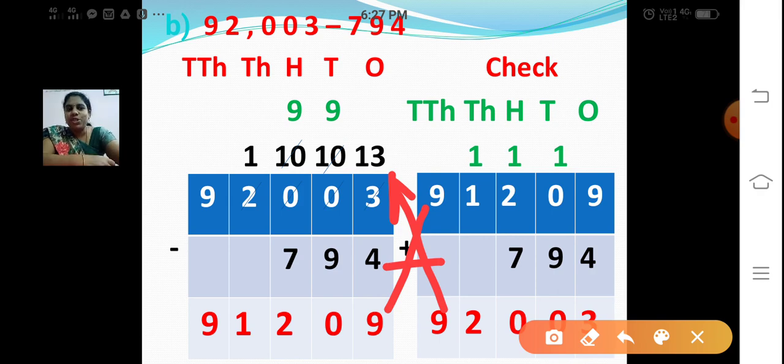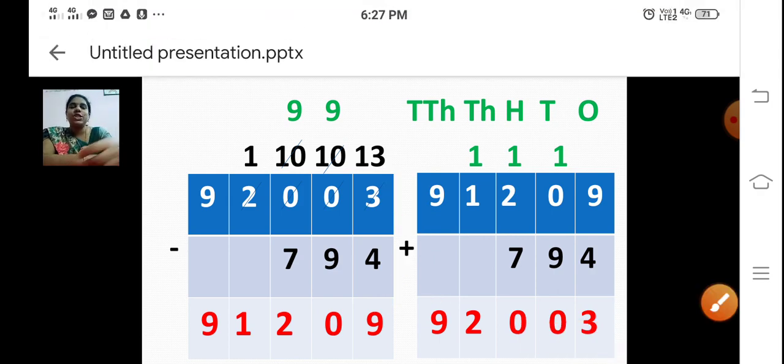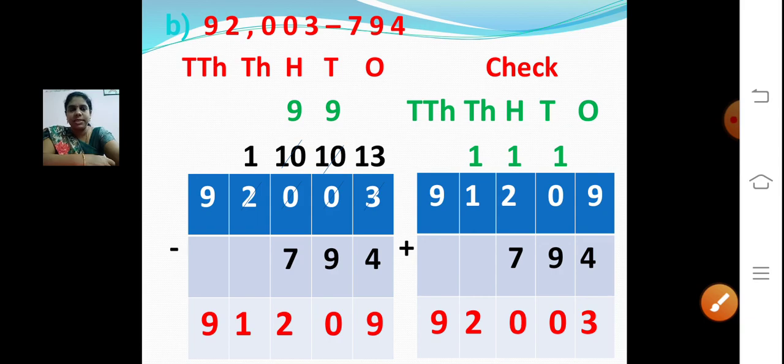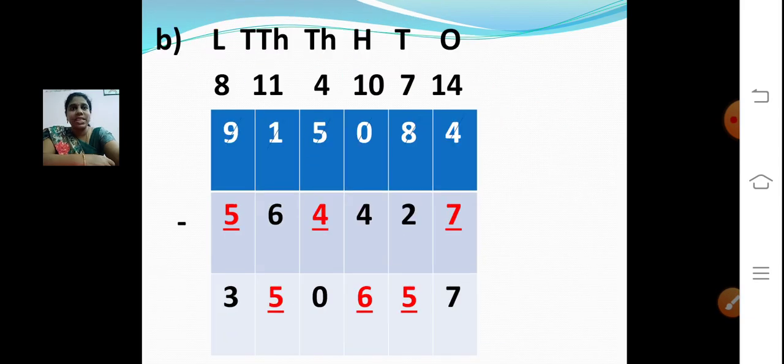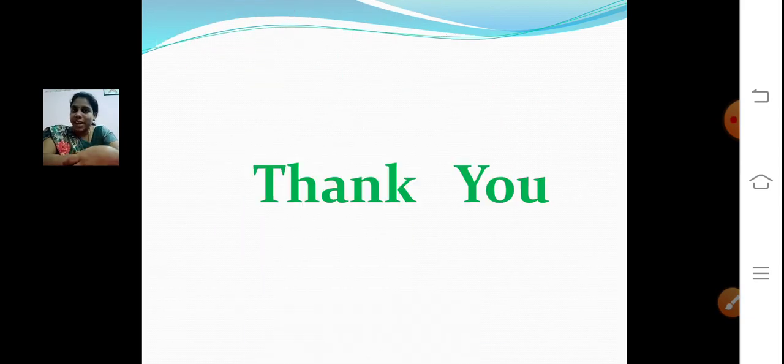So you all know how to check your subtraction, right, children? So practice well all the sums. Remaining sums we'll see in the next class. Practice well all the sums. Finish the worksheet. Thank you, children.